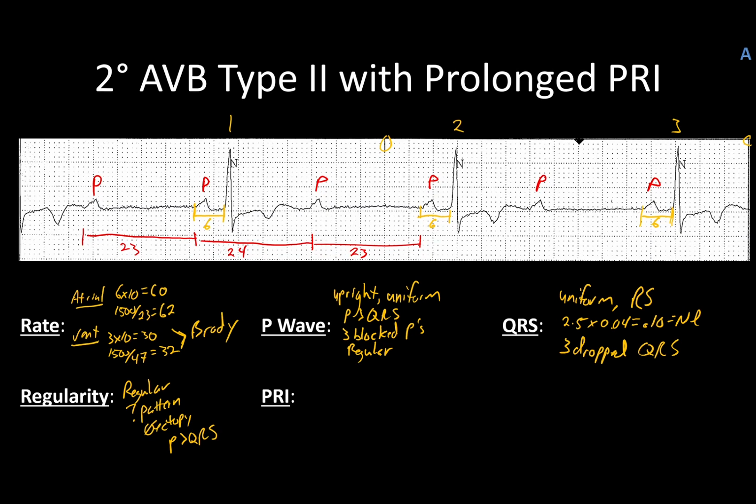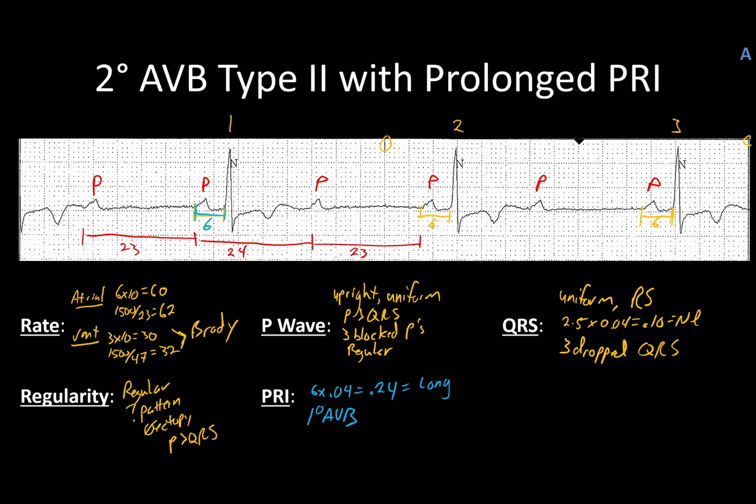To add another layer onto the second degree Type II interpretation, I just want to make sure everyone's aware of this. It is this idea that in many, many cases you will have a PRI that is longer than normal. So like in this one, I've already marked it, but I'll remark it again, you have a PRI that is 6 small boxes. 6 times 0.04 equals 0.24, and that is long. Now, in any other rhythm, you would call that a first degree AVB, wouldn't you?